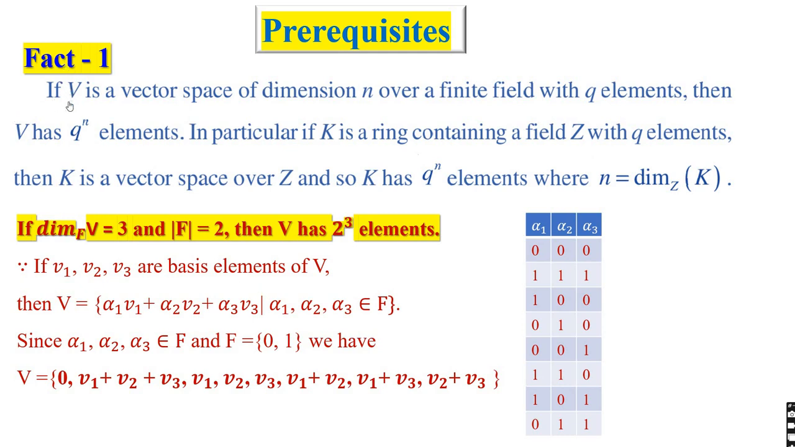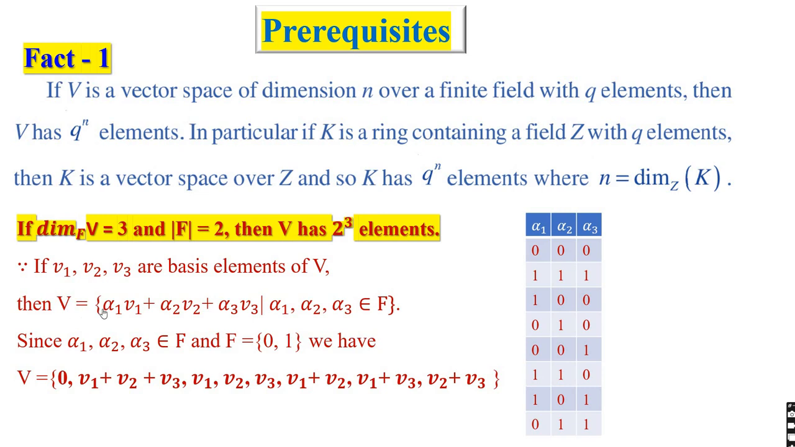So first fact, this is known from finite fields: if V is a vector space of dimension n over a finite field with q elements, then V has q^n elements. So for that, suppose we consider V to be a finite dimensional vector space over a field F of dimension 3, and F is a finite field with 2 elements. Then we will establish that V has 2 cubed elements. Now V being of dimension 3, it will have 3 basis elements, let them be V1, V2, V3.